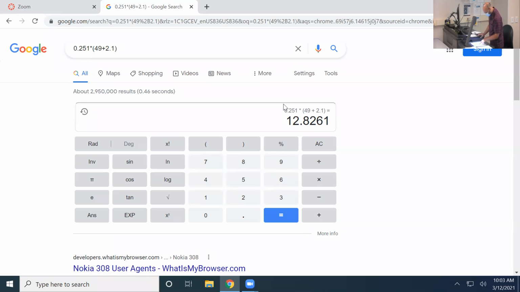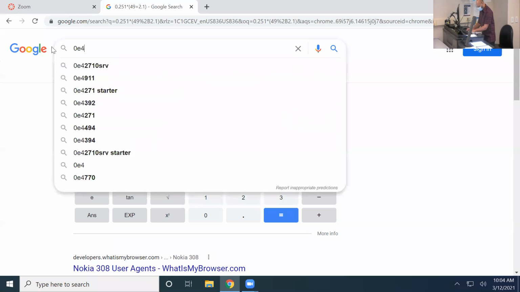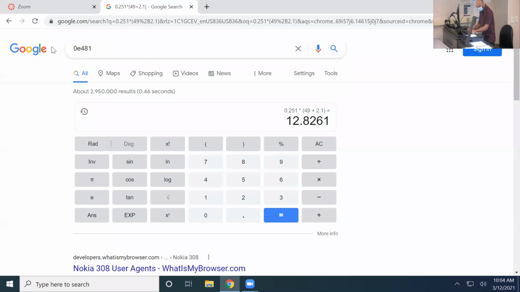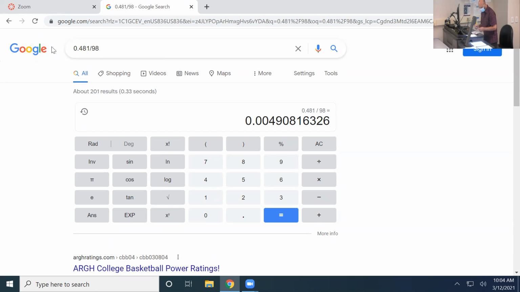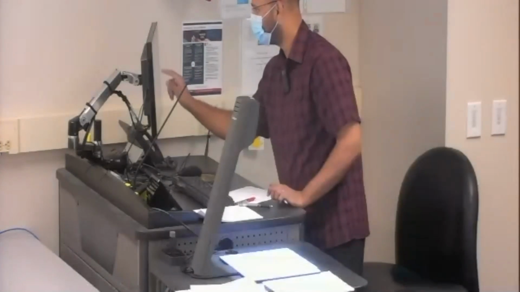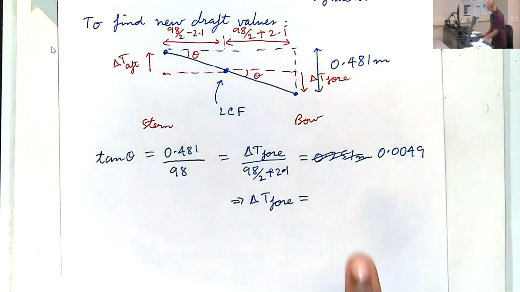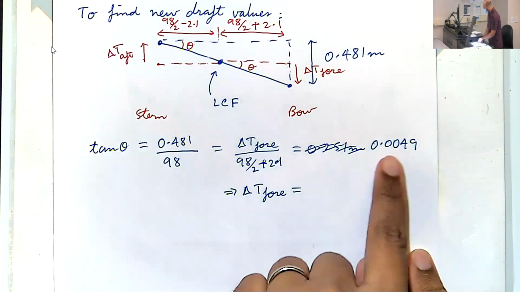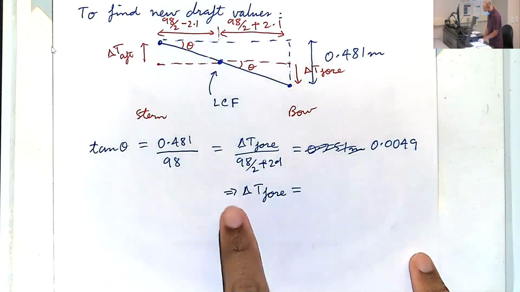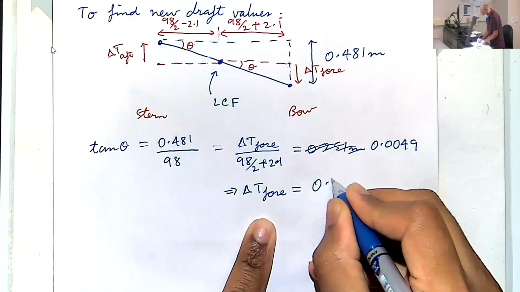No, something is wrong here. I think this number is, okay, let me see. 0.481. Yeah, that number is wrong. So 98. Yeah. Okay, yeah, that number was wrong. So 0.0049. Okay, perfect. So the ratio here is 0.0049, and when you compute delta T forward, you will get it's 0.251.